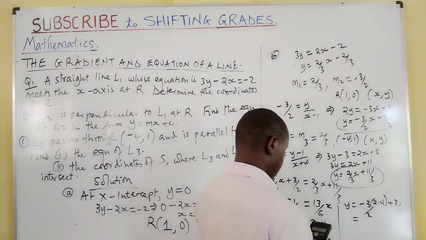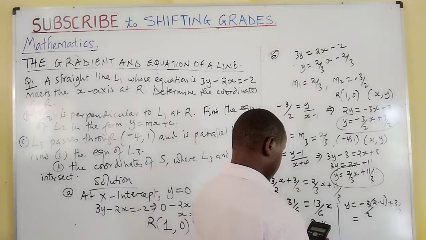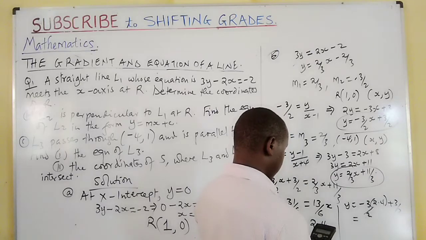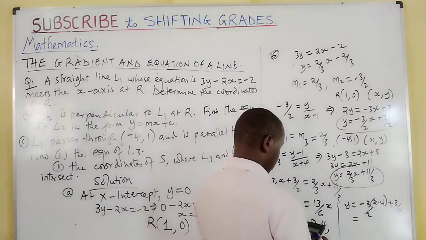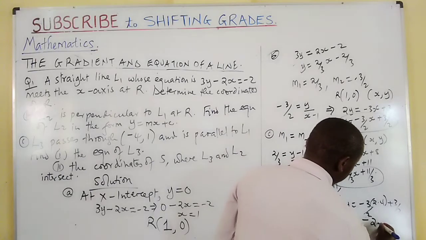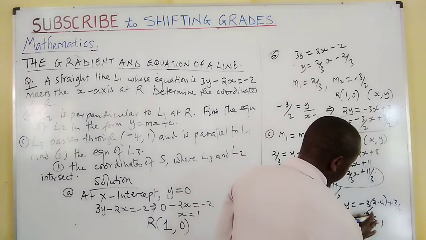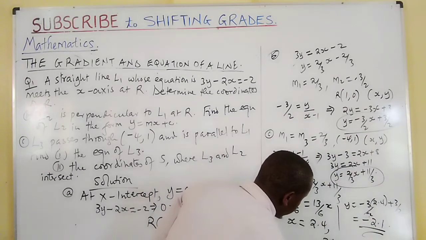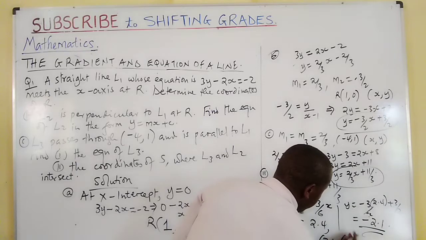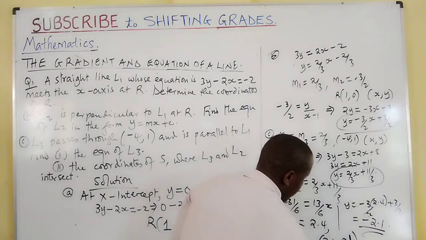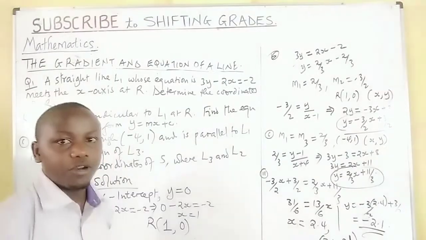negative 3 all over 2. Then plus 3 all over 2. So this becomes 2.1. So the coordinates now will be x is 2.4 and y is 2.1. So that is the point where the lines intersect.